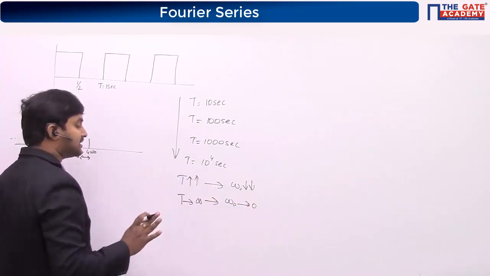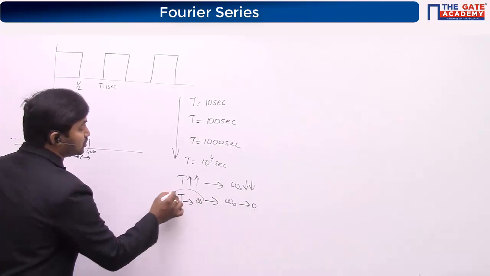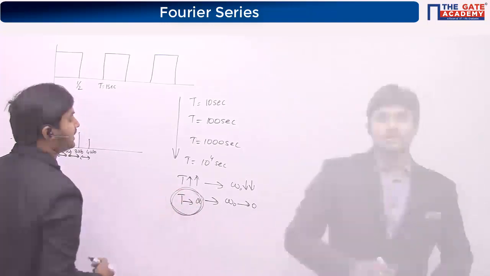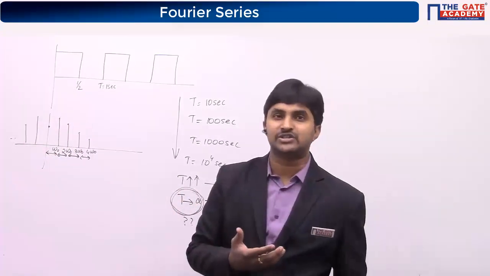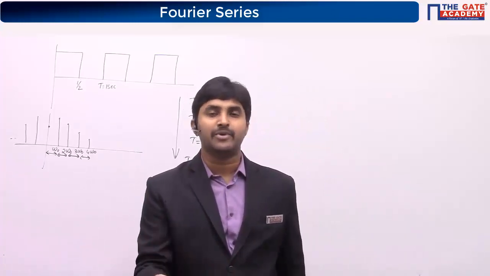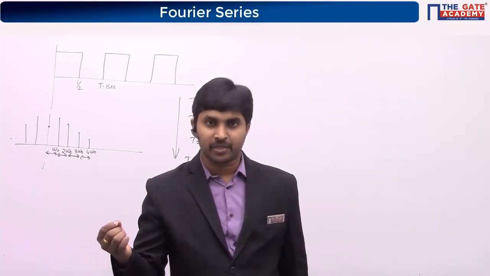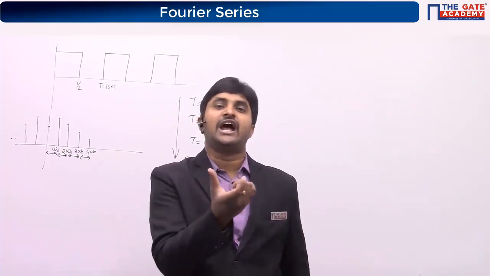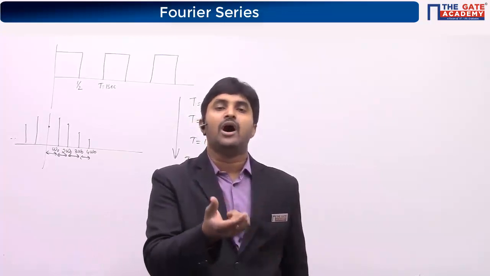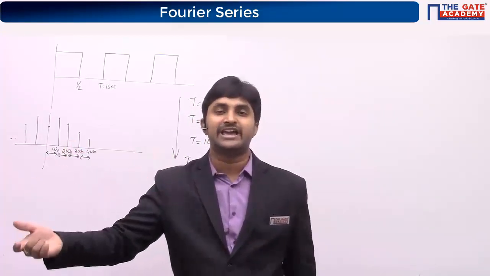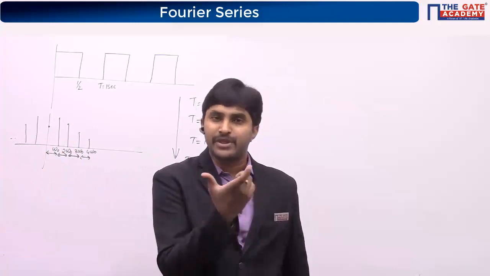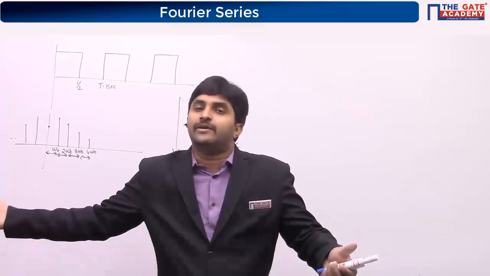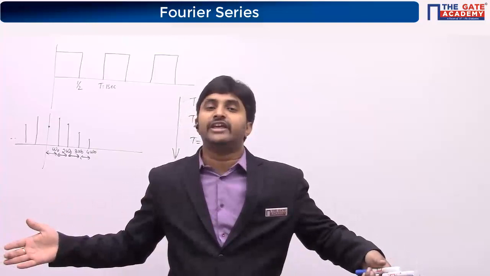So what is the meaning of the time period tending to infinity? What I mean is that the signal is becoming non-periodic. Initially it had a finite time period, and after this finite time period it is going to repeat again and again. Now this time period is tending to infinity, which means it is not going to repeat.